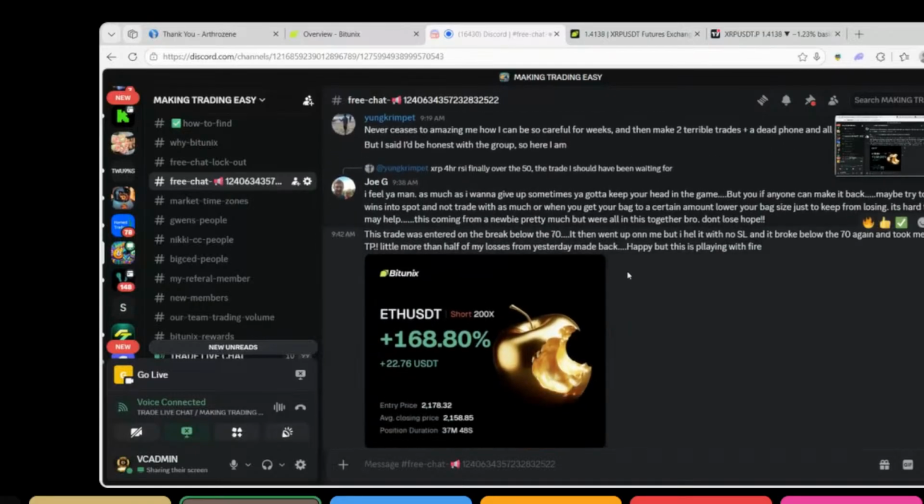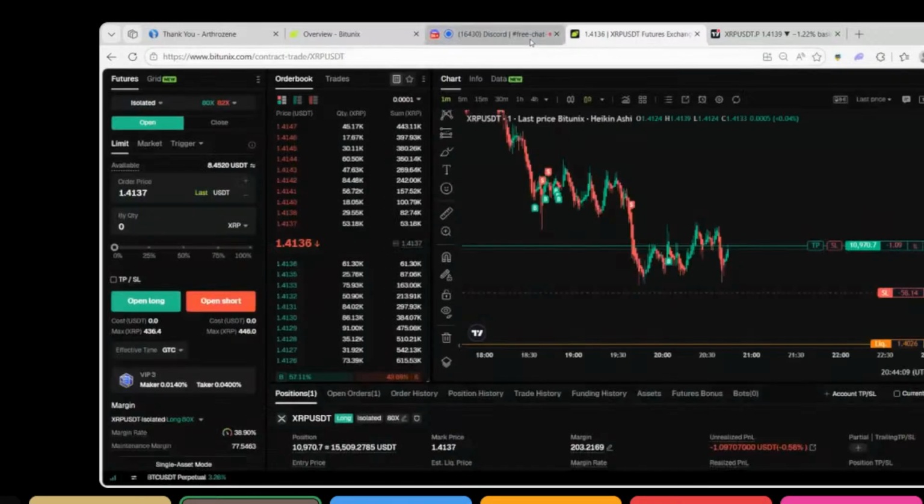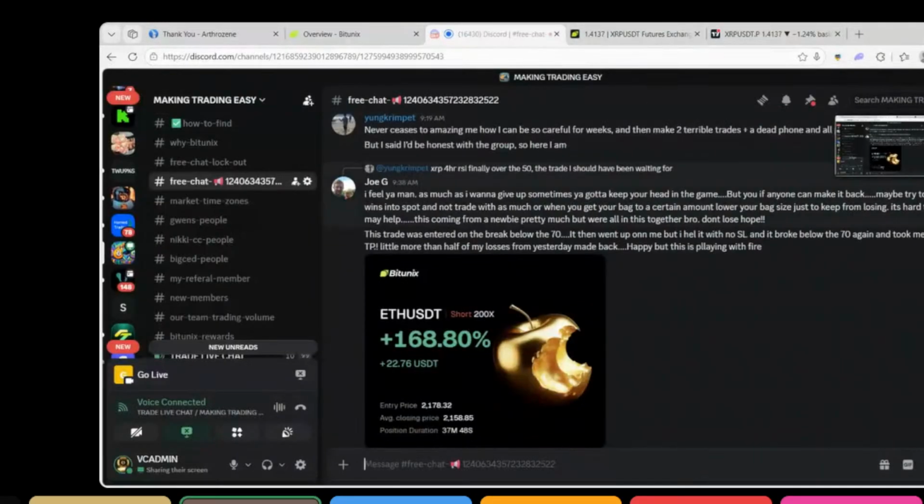So I stayed in it, and then I was looking at the moon indicator, and that's when I saw a blue moon pop up on the lower time frame. So I was like, okay, maybe we'll have some reprieve, and it did. And then it broke down below, and I took my profits.